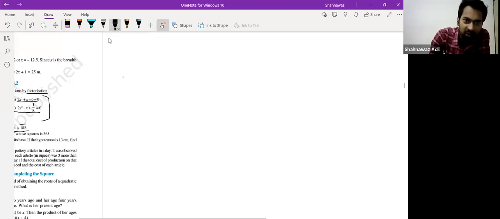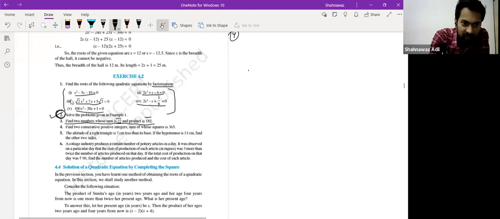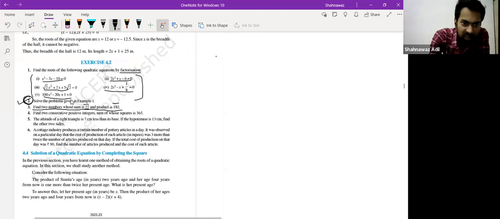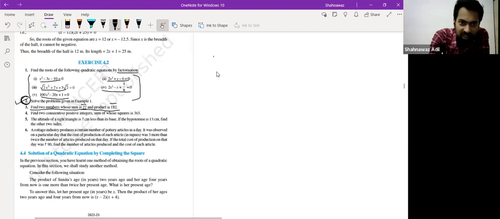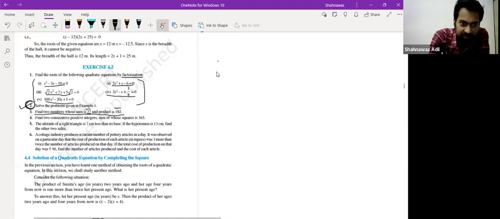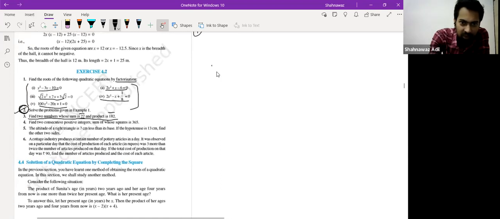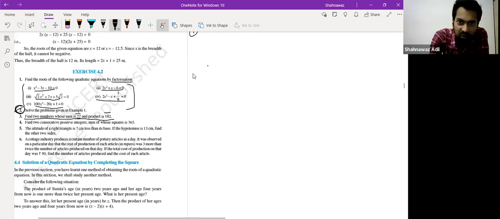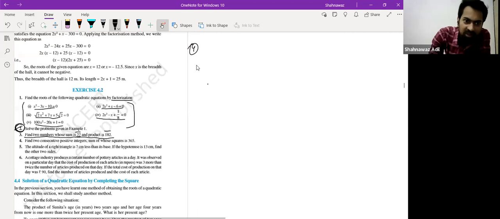So what is the first question? Now, find two consecutive integers, the sum of whose squares is 365, right? This type of question we did earlier, right? So what would be the two consecutive numbers?